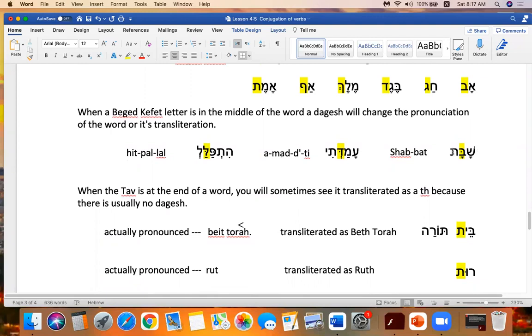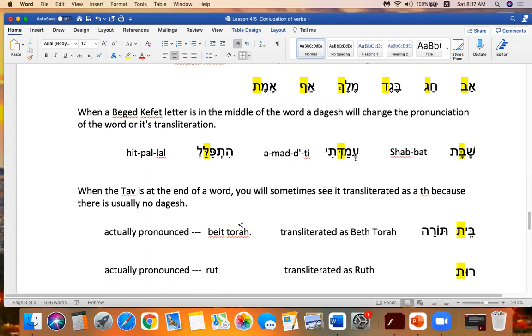Shabbat. So if we just did our normal transliteration, it would just be Shabat. But with the dagesh in the middle, basically it's Shab, shab, and then bat. So basically the B is attached to both syllables. So that's why we get the spelling for Shabbat with 2 B's.